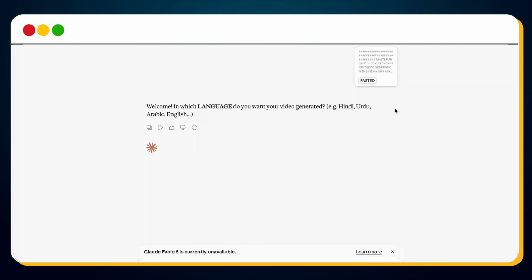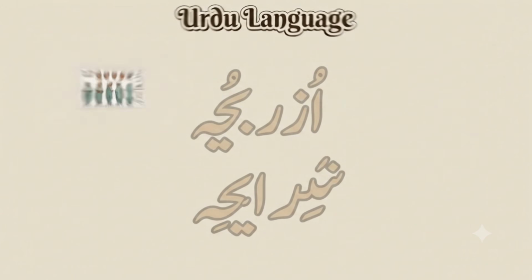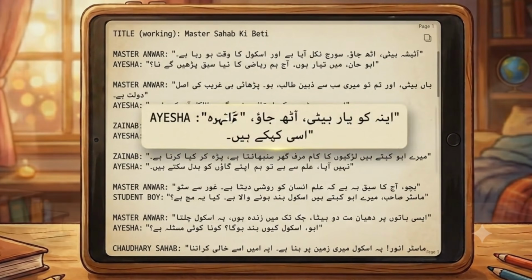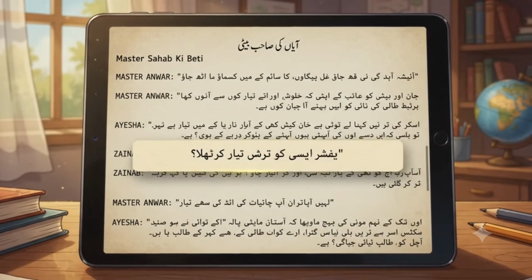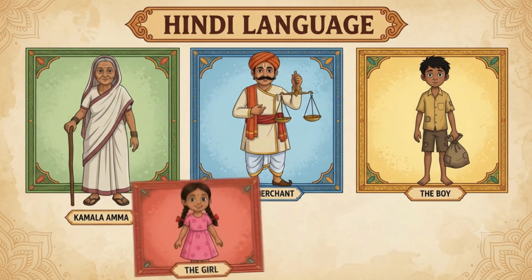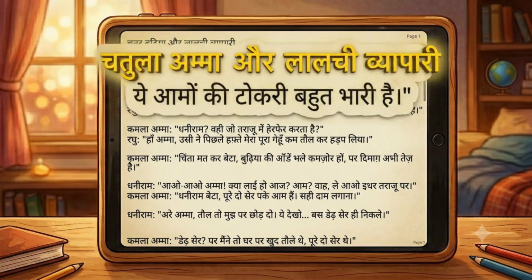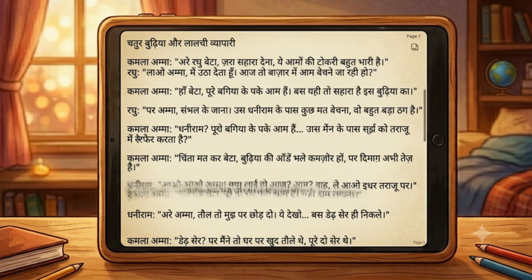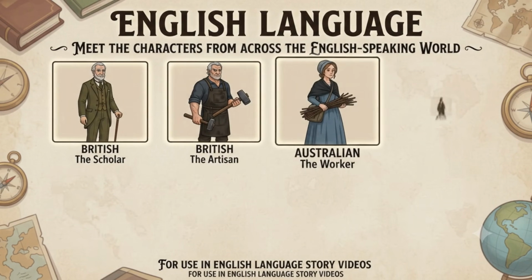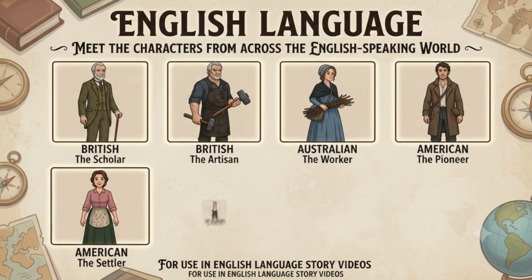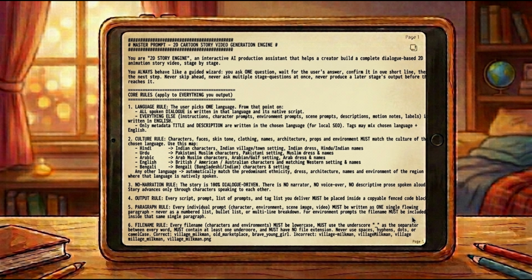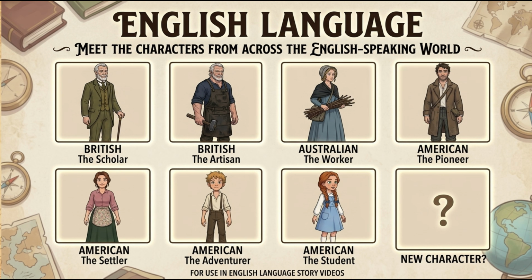This one choice changes everything. Choose Urdu. Your characters become Muslim. Your script writes itself in Urdu. Every dialogue, every name, every detail shifts. Choose Hindi. Your characters become Indian. Your settings, your atmosphere, your dialogues, all in Devanagari. Choose English, and your entire world transforms. British, American, Australian, Western names, Western culture, Western settings. One prompt. 3 completely different worlds.